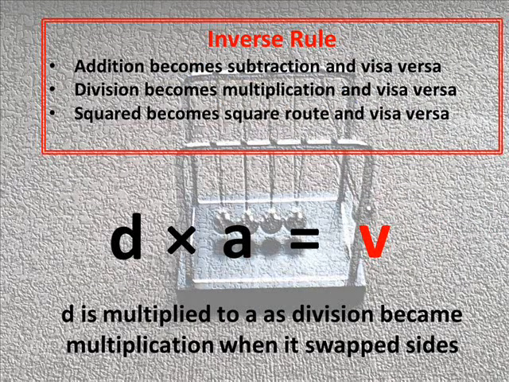The inverse rule relates to the quantities in a physics equation. If we move one quantity across the equal sign, it becomes the inverse of what it was doing. So if it was adding, it subtracts. If it was dividing, it multiplies. If it was a square root, it becomes squared, and vice versa. In this case, we took D, it was dividing, we put it over the left hand side, so now it becomes multiplication.